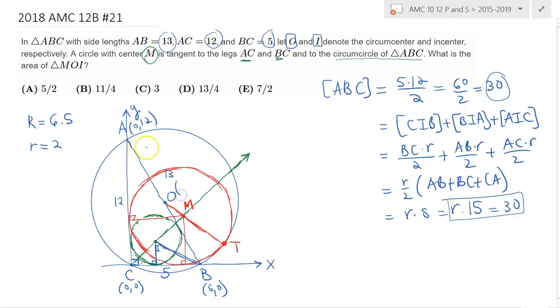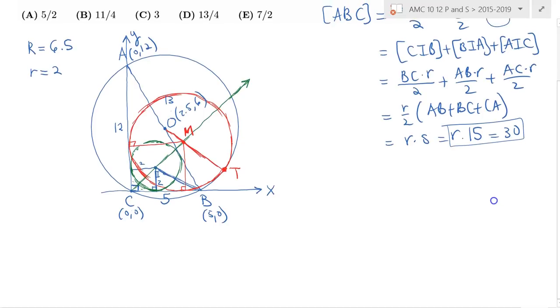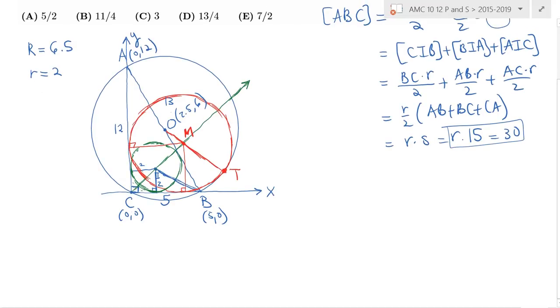And by the same token, O, which is the midpoint of AB, would be (5 plus 0)/2, which is 2.5, and (0 plus 12)/2, which is 6. Okay, awesome. How about I, the incenter here? We just realized that the inradius is 2, so this altitude is 2, this portion is also 2, and therefore I has coordinates 2, 2. Right? Does that make sense? Let me go ahead and create some space for myself. And so the coordinates of I is 2, 2, obviously. We already established O is 2.5, 6.